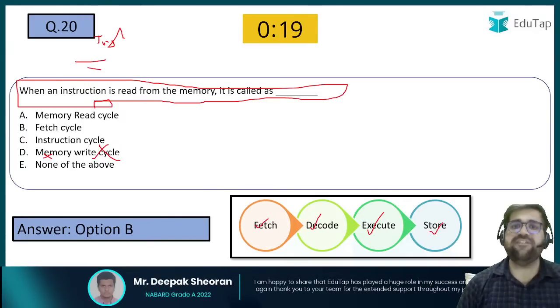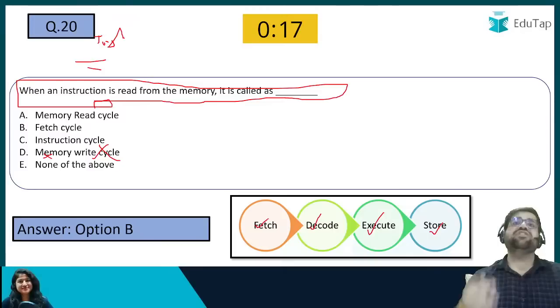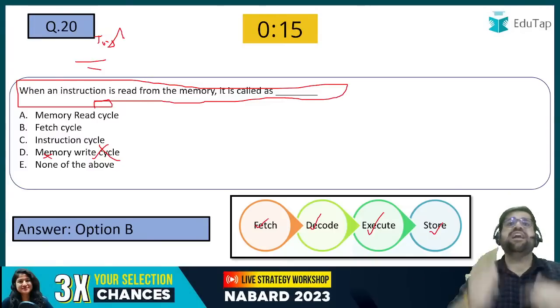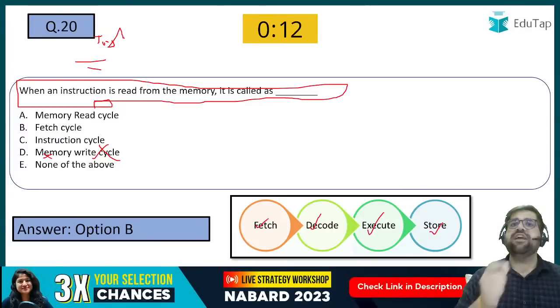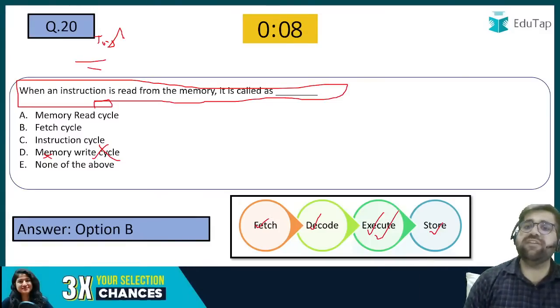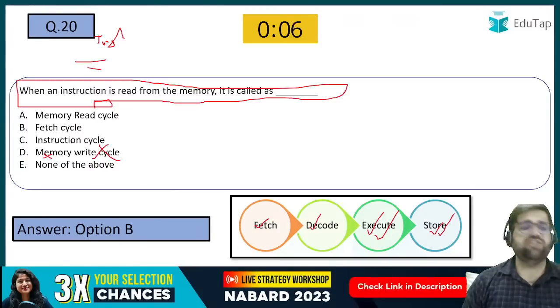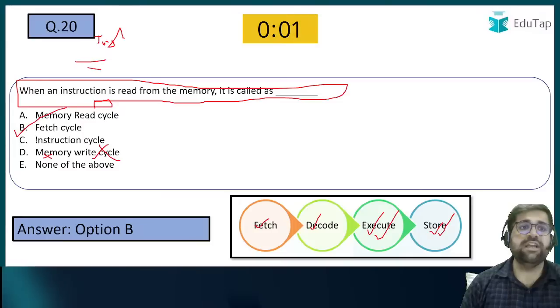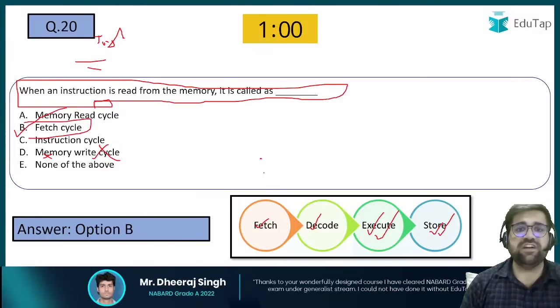So please remember, what happens in fetch? We try to read the instructions. In decode, the conversion will happen. The computer will convert that particular code into machine language, and then the computer will execute it, and then the computer will store it. Okay, so please remember, the answer of this particular question was fetch. That is your fetch cycle, which is the first step itself.